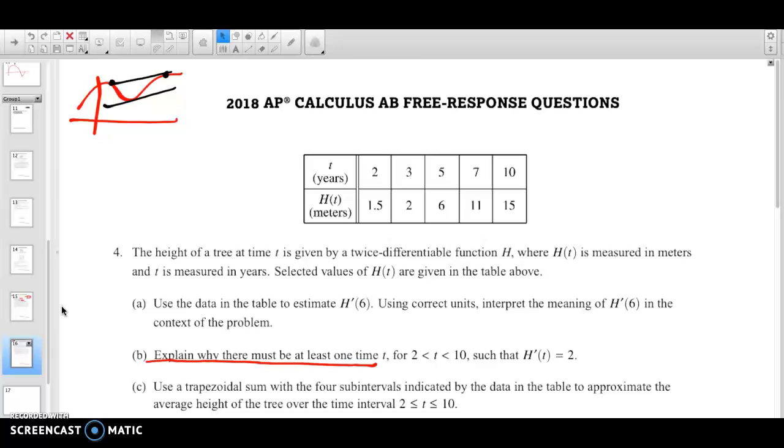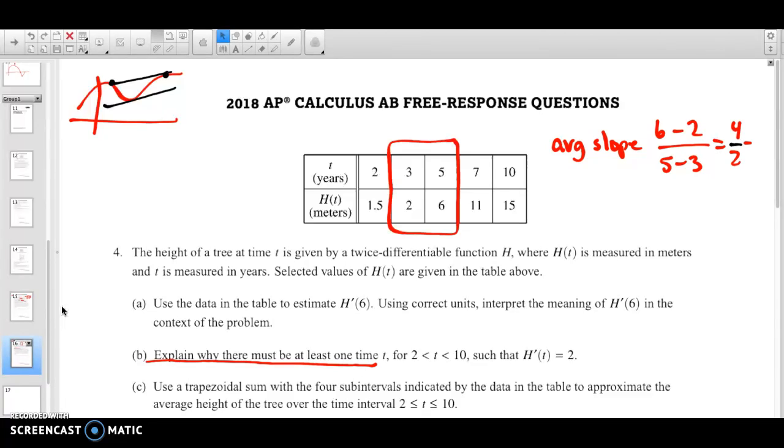It has to exist. And we use the mean value theorem to prove when there has to be at least these things here. So I have to find a region where the average slope is 2. So I'm looking at all my values here. I'm going to test them out. I believe if I went between 3 and 5, the average slope from 3 to 5 would be 6 minus 2, 4 over 2 equals 2. Okay, so there is a region where the average slope equals 2.